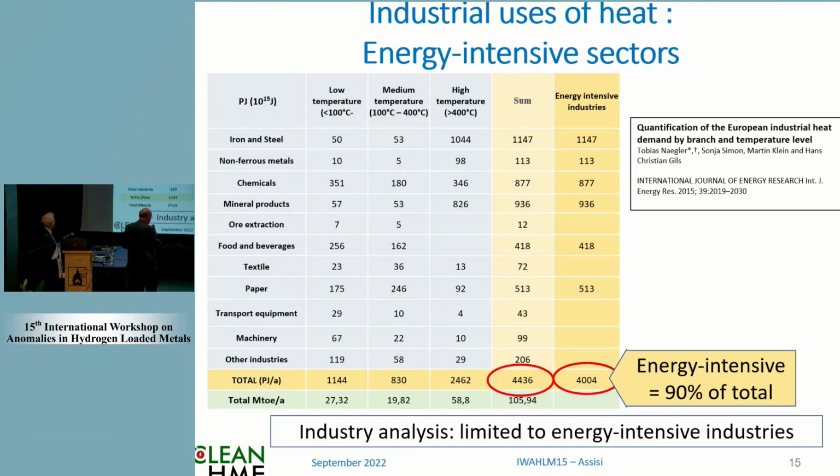Concerning the industry, there is something that helps, because most of the heat is used in what we call energy-intensive sectors, like iron and steel, like chemical industry, like mineral products, cement, to name it, food and paper. And some others, you know, this is peanuts. And if you look at these energy-intensive industries, you count about 90% of the total. So I decided to neglect the 10% missing here.